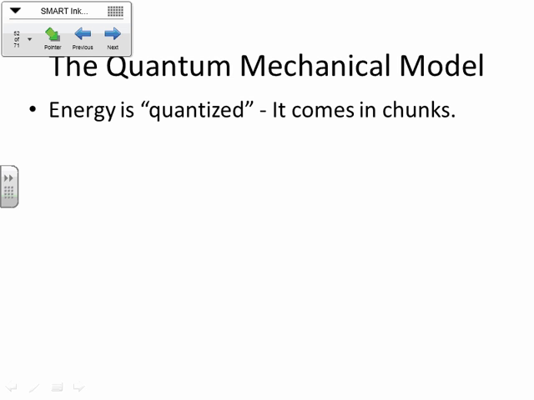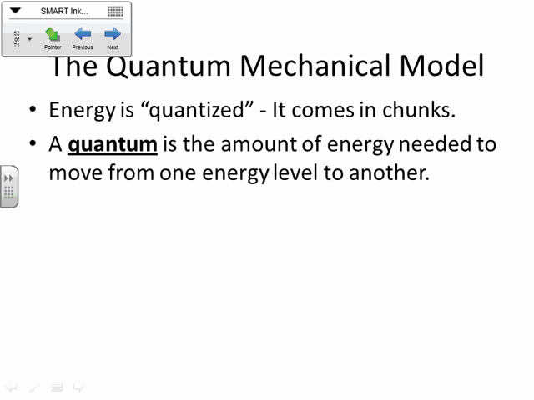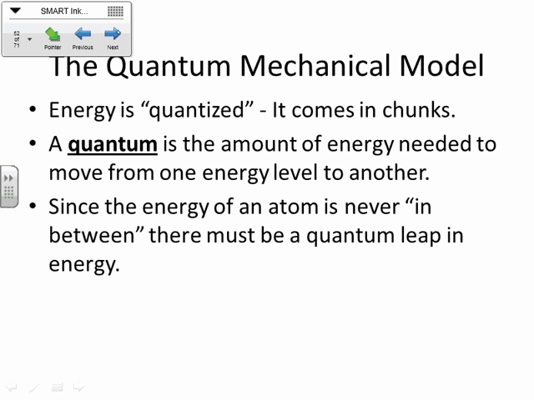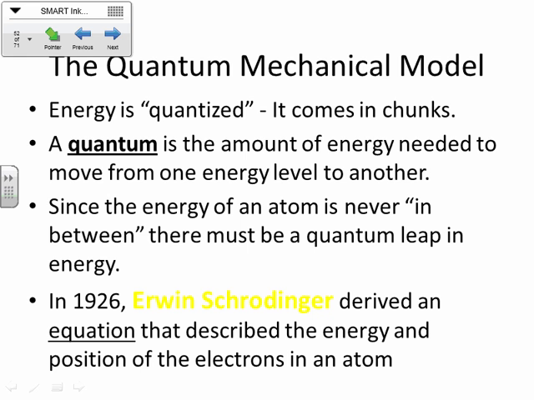Quantum model says energy is quantized, comes in chunks. Okay, in other words, there's not a continuous amount of energy that you can supply to something. You give it little bursts of energy. Okay, that's the amount of energy needed to move electrons from one energy level to another. So since the energy of an atom is never in between, there must be a quantum leap in energy. Schrodinger derived an equation to describe the energy and position of the electrons in an atom.